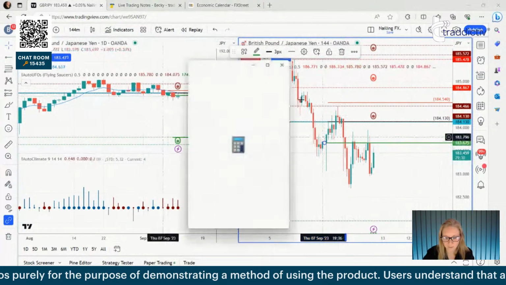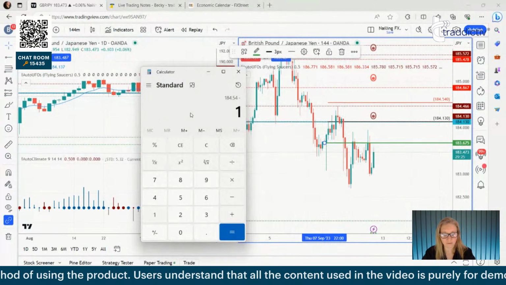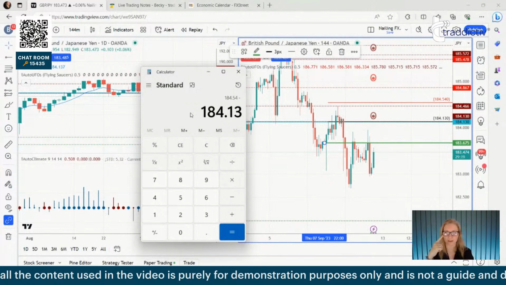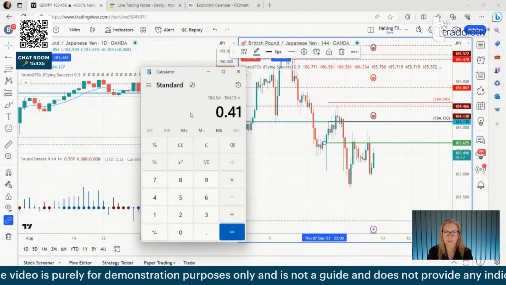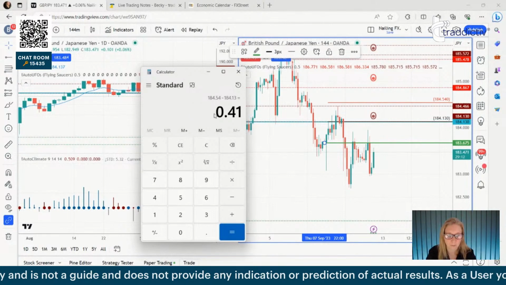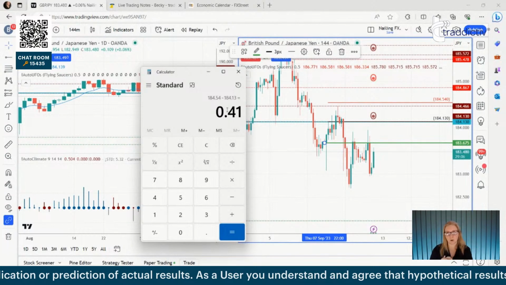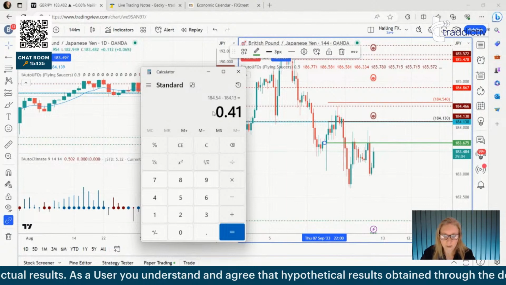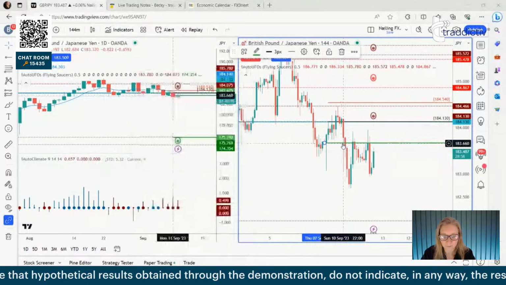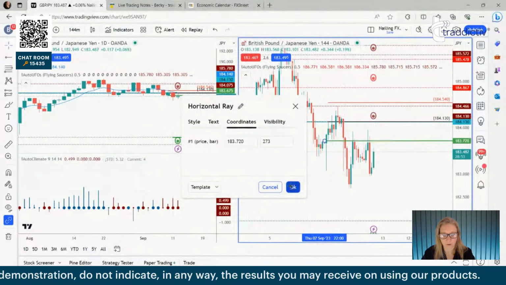Okay, so let's just bring up a calculator. So we have 184.54 minus 184.13. So that's the distance between our entry and stop. That's how many pips we are risking. So that is 41 pips in this case. 0.41 is the total, but 41 pips. So all we need to do is make sure that our safety target is 41 pips away from our entry. So we're going to take that 41 pips minus 184.13 takes us to 183.72. So our safety target we know is 1-to-1 away.